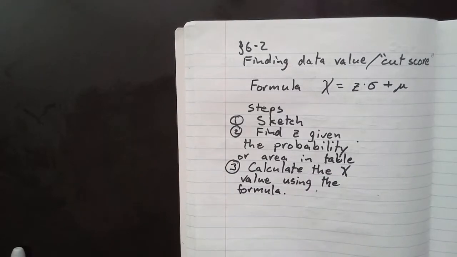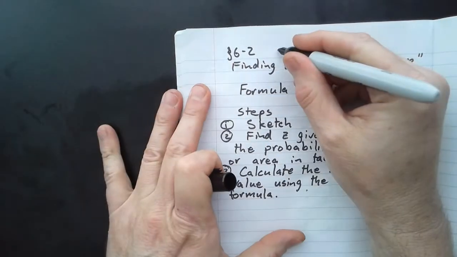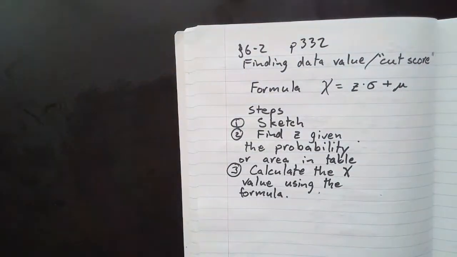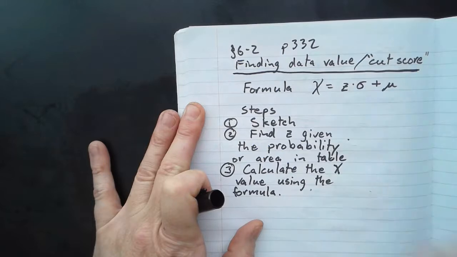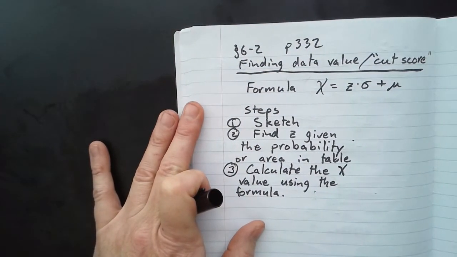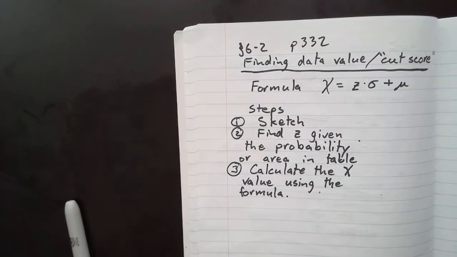So this is continuing where we had left off. Here you can find this information on page 332 of the book. And we're going to examine finding a data value, an X value, or a cut score, right? Sometimes we'll refer to this as a critical value.